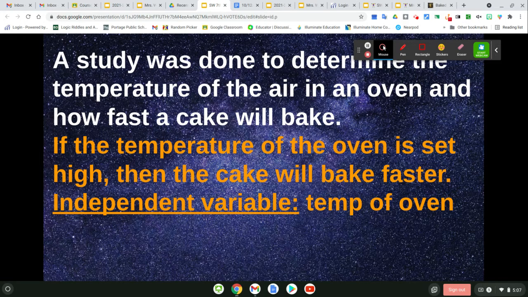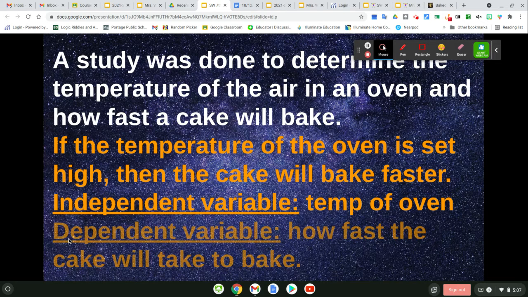The dependent variable is the result or what's the end. So like the temperature of the oven, if it's high, is going to cause the cake to bake faster. So our dependent variable is how fast the cake will take to bake. So your independent variable will always be the if part of the statement, temperature of the oven. The dependent variable is always in the then part of the statement, how fast the cake will bake.